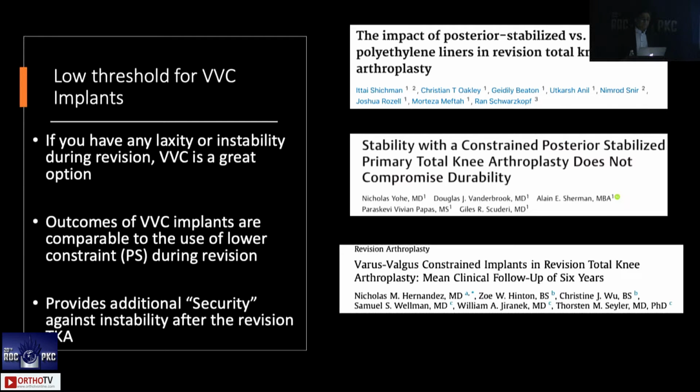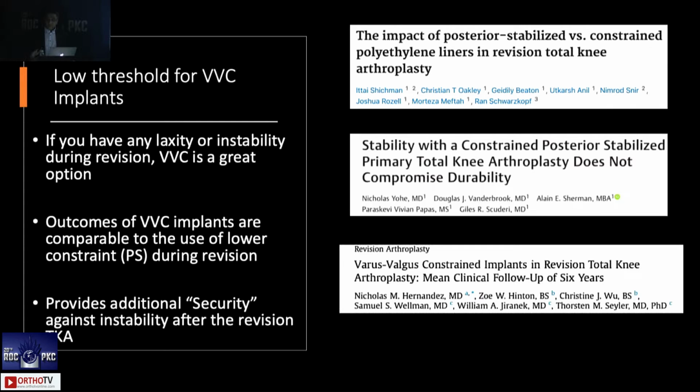If you have any laxity or instability during revision, varus valgus constraint is a great option. So never hesitate to use that. As I said, the fundamental principle is to go for the least constraint in a primary or a complex scenario. But when it comes to the revision, it's an entirely different ball game. You just cannot put a single or lower constraint and hope for the best. So these are the things which will make your decision making easy.